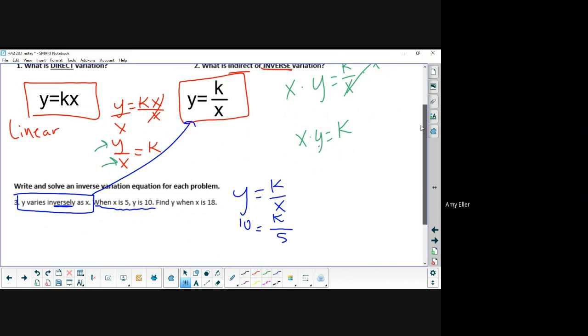That information leaves me with one variable. So let's solve for our constant k. Being divided by 5, so I multiply by 5. $50 is my constant. What I usually have students do from here is rewrite this now with their constant of 50. And then the final sentence, find y when x is 18.